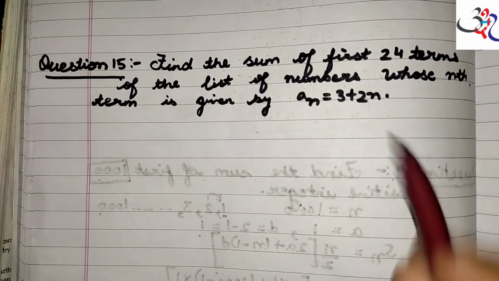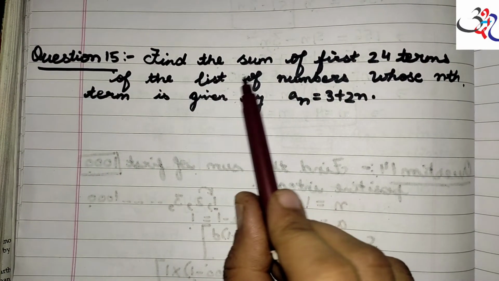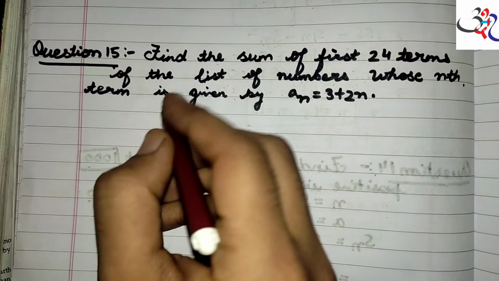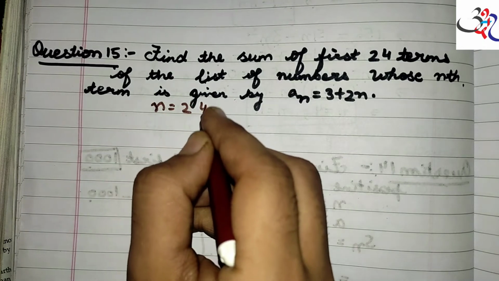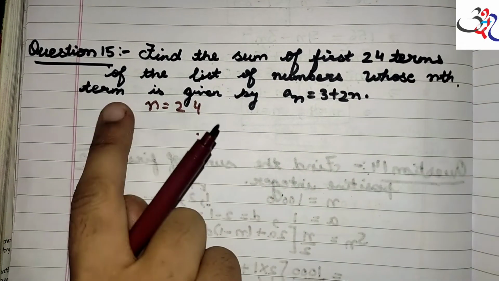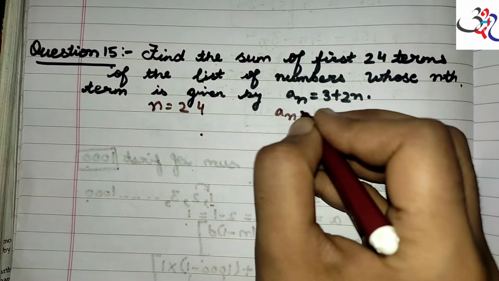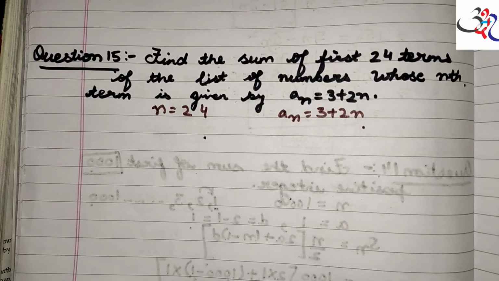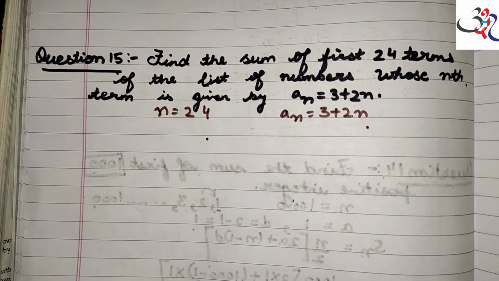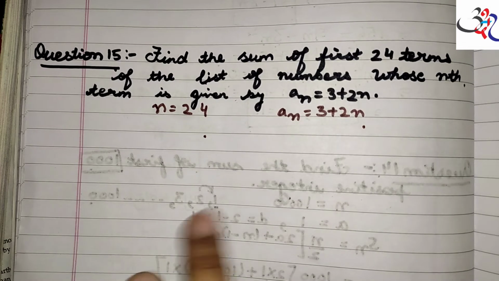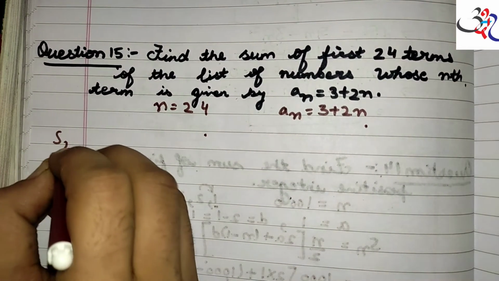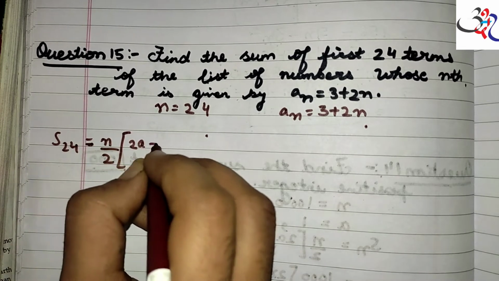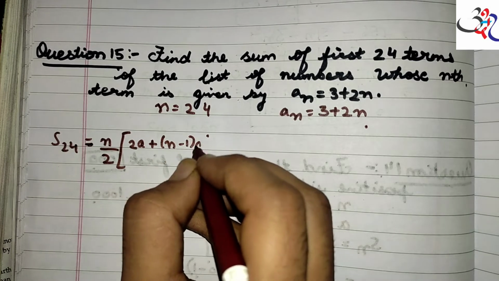Okay. Now moving to question number 15, which says: find the sum of the first 24 terms of the list of numbers. Means n is 24, whose nth term is given by a n equal to 3 plus 2n. The nth term is this, so I have to find the sum of 24 terms, right? So to find the sum of the 24 terms, you know the formula, n by 2 into 2a plus n minus 1 into d.